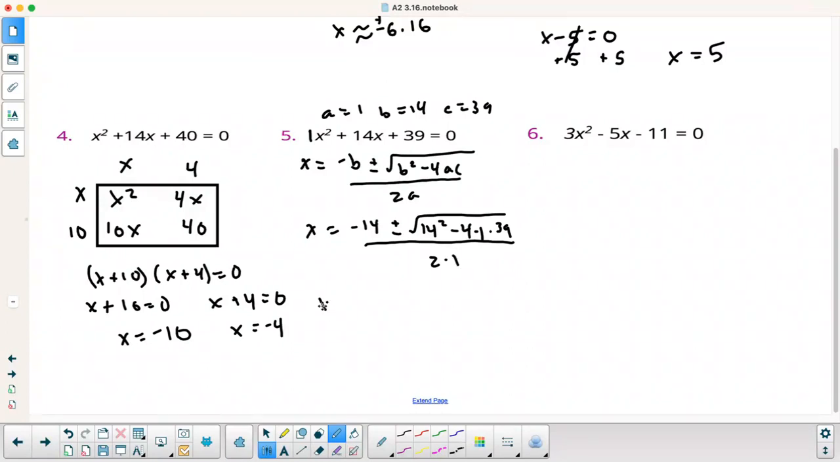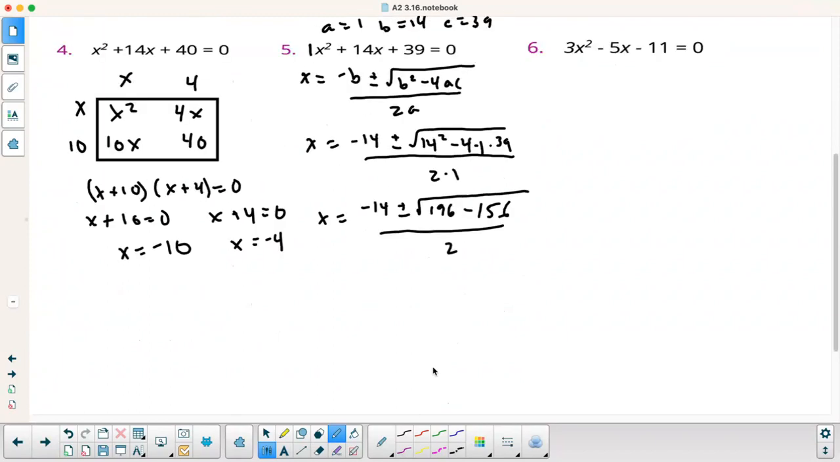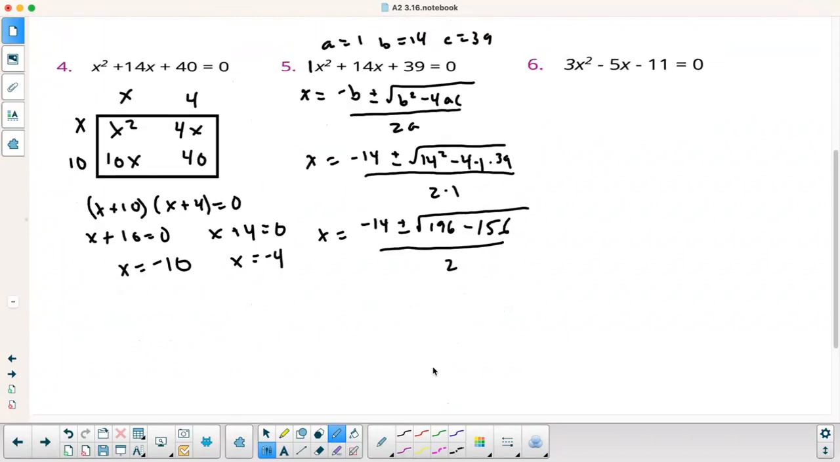All right, so now it's just a little bit of grinding out the math here. So let's see here. 14 squared is 196. Negative 4 times 1 times 39 is negative 156 over 2. So I get 40.